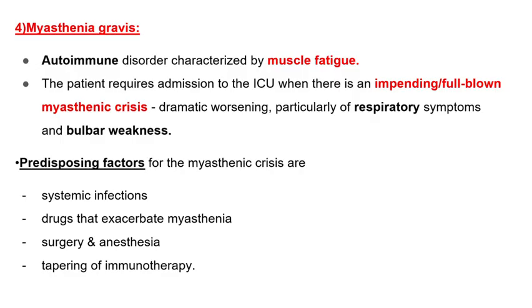Myasthenia gravis is an autoimmune disorder characterized by muscle fatigue. The patient requires admission to ICU when there is an impending or full-blown myasthenic crisis. There will be dramatic worsening, particularly of respiratory symptoms and bulbar weakness. Predisposing factors are systemic infection, drugs that exacerbate myasthenia, surgery and anesthesia, and tapering of immunotherapy.